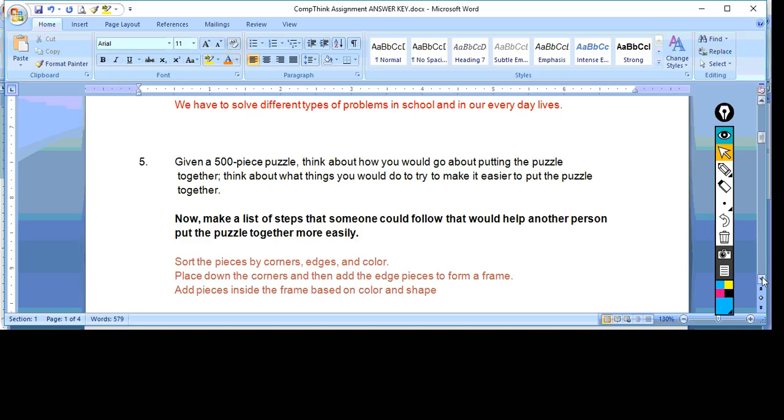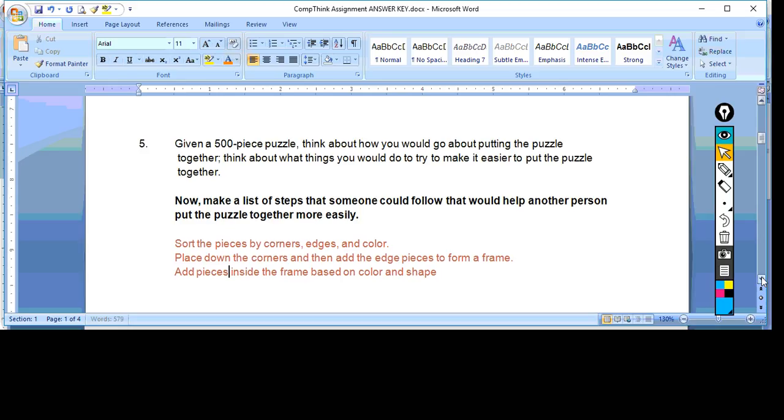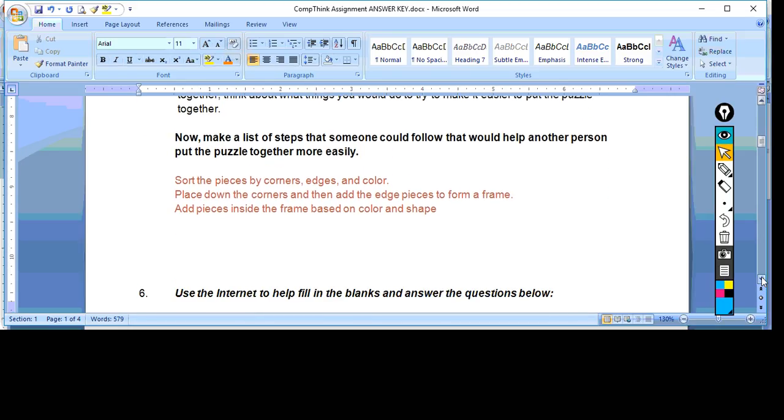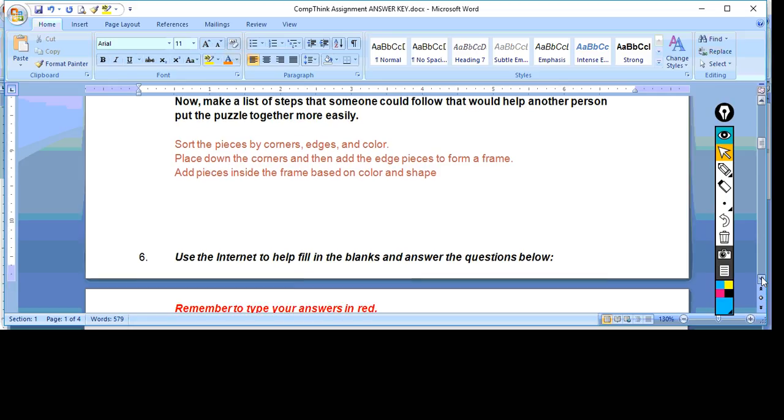And so these are just 3 basic steps that can be done as far as putting together that puzzle. And so we go on, and you're going to see how this is going to relate later on. So it says use the internet to help fill in the blanks.